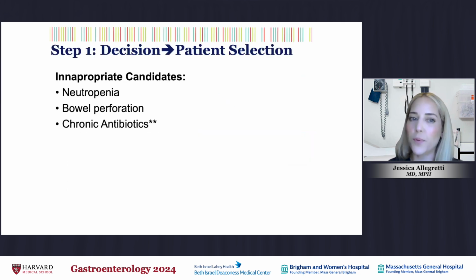Who's inappropriate? I still won't do this in patients who are neutropenic. We'll wait for count recovery. Any evidence of bowel perforation. Chronic antibiotics for me is not an absolute contraindication, but it does mean that the patient has a higher likelihood for FMT failure, and so that should be part of your informed consent.